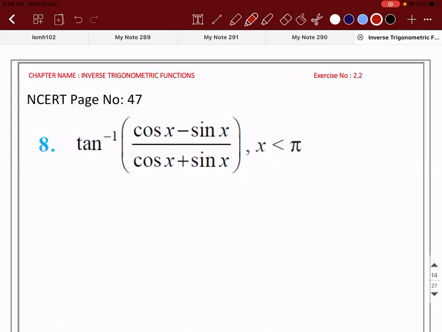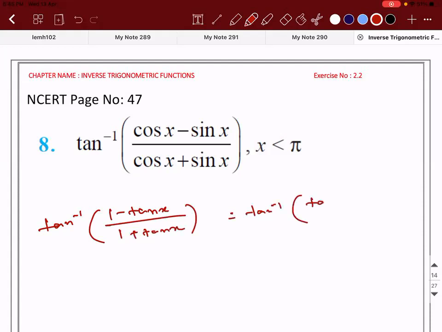So for this problem, divide the numerator and denominator by cos x, up and down. Tan inverse of 1 minus tan x by 1 plus tan x. So tan inverse of tan of pi by 4 minus x. The answer is pi by 4 minus x. That's it.